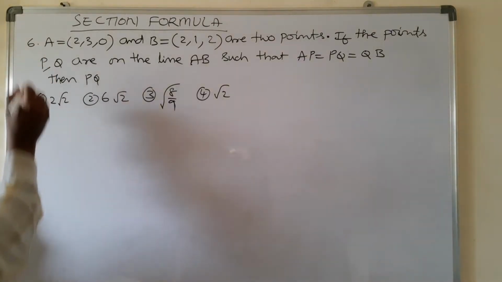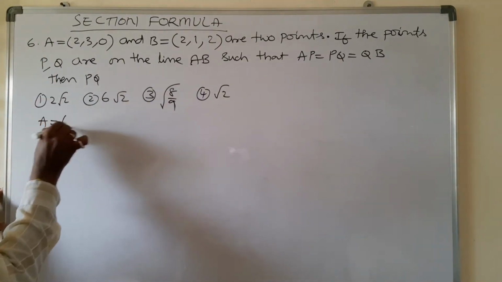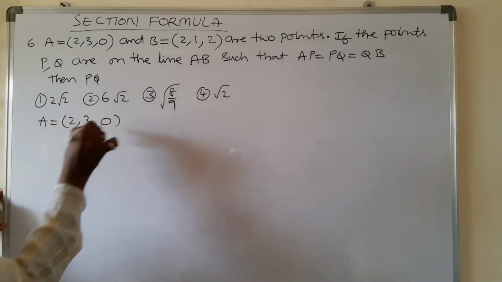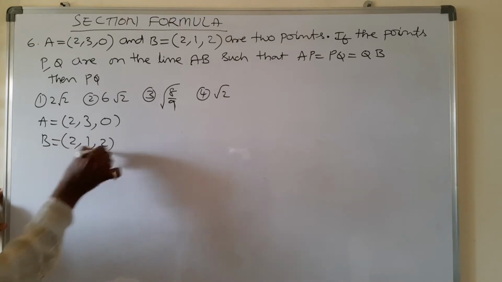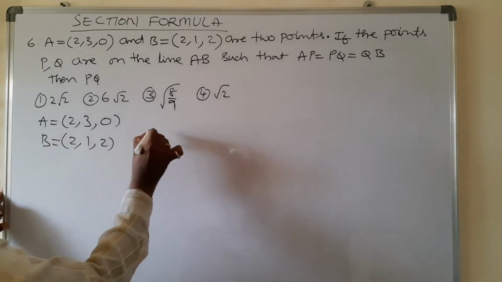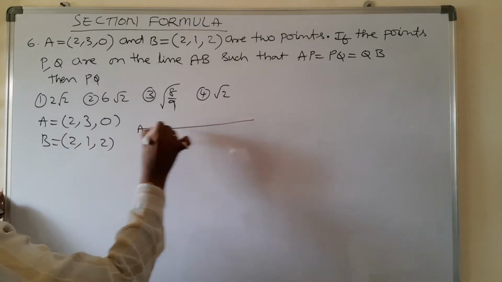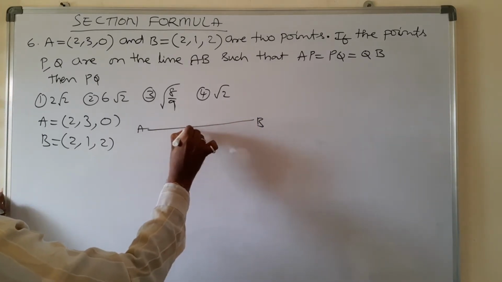The points A equal to (2, 3, 0), B equal to (2, 1, 2). Here this is the AB line segment. It is divided into 3 equal parts.